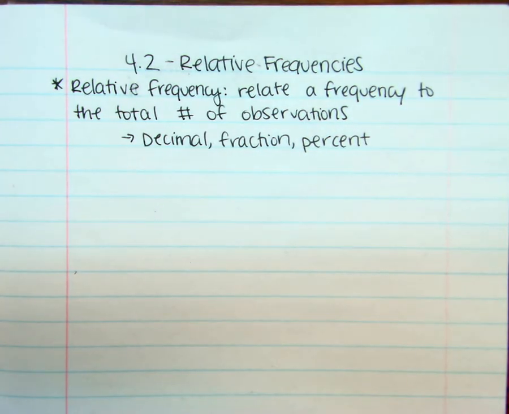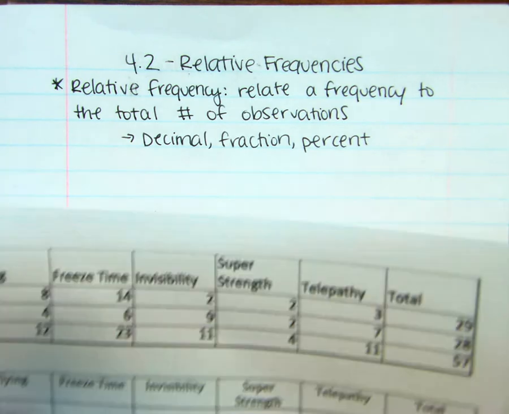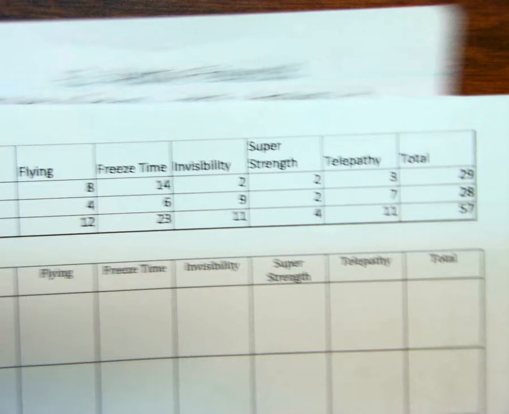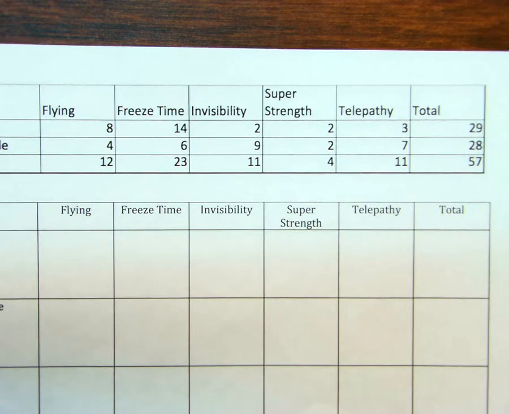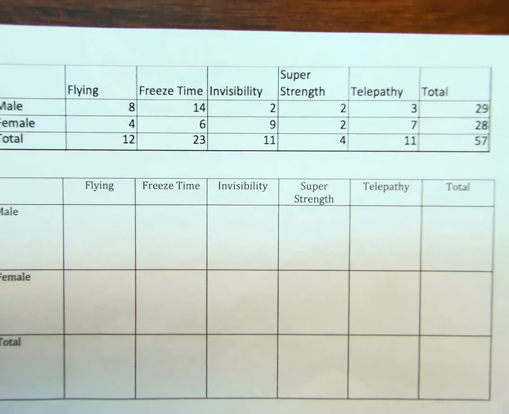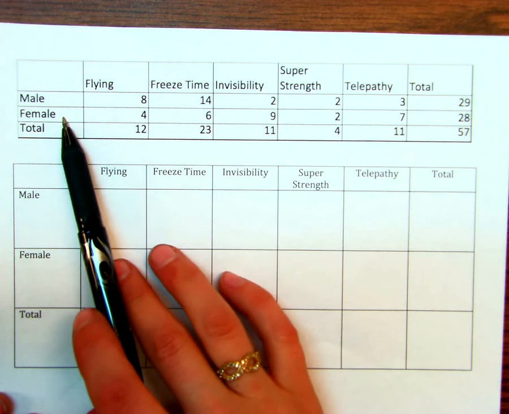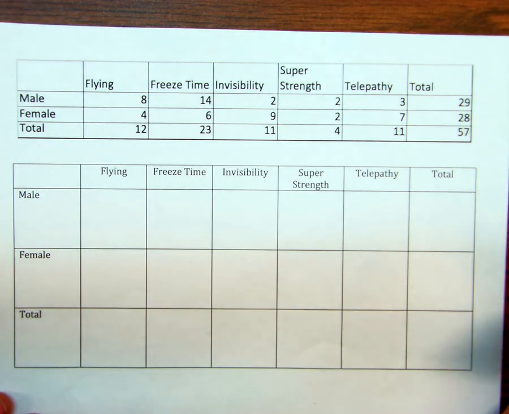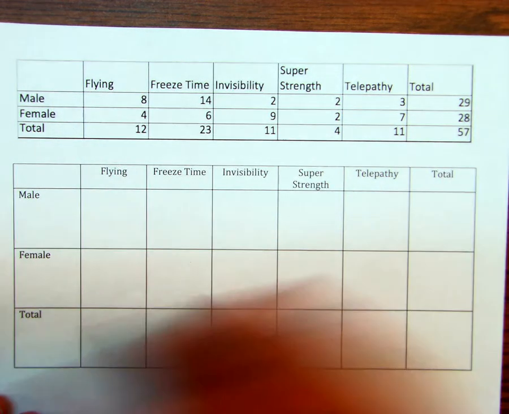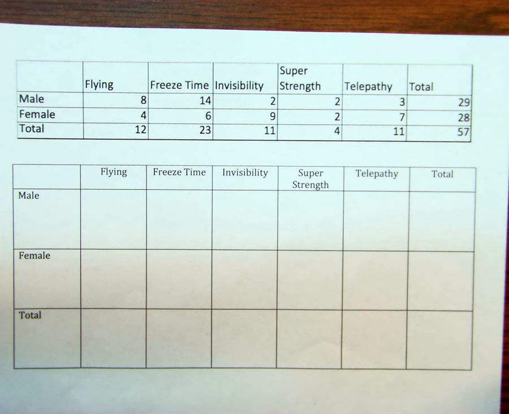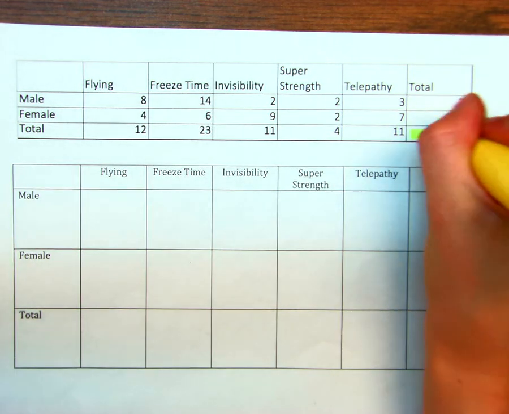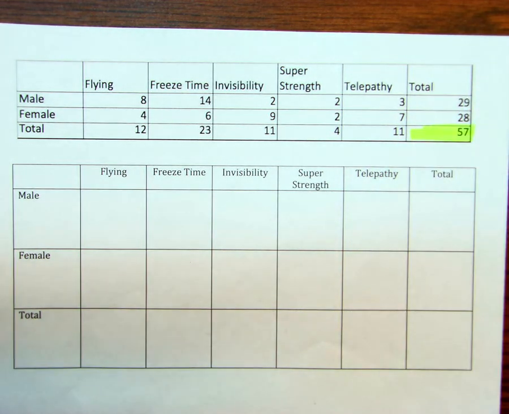All right. We're going to look at the table that we looked at yesterday in class. This is the survey we took last Friday. Male, female, we've got total, all right? Our total is 57. So if you have a highlighter, first of all, I need you to copy down this table in your notes, and then highlight 57.